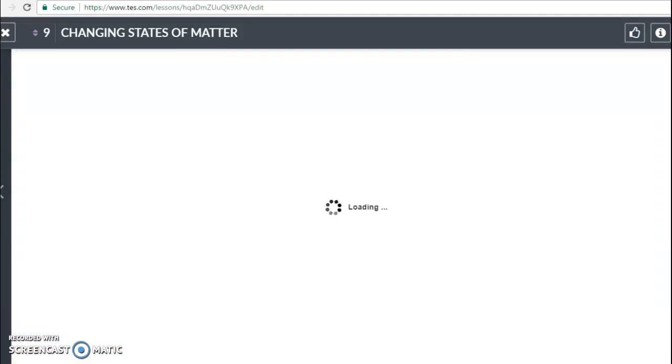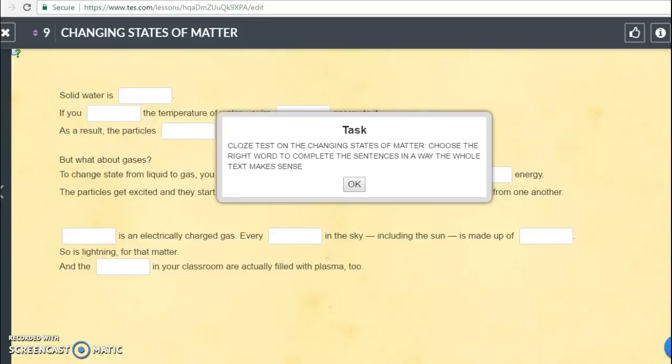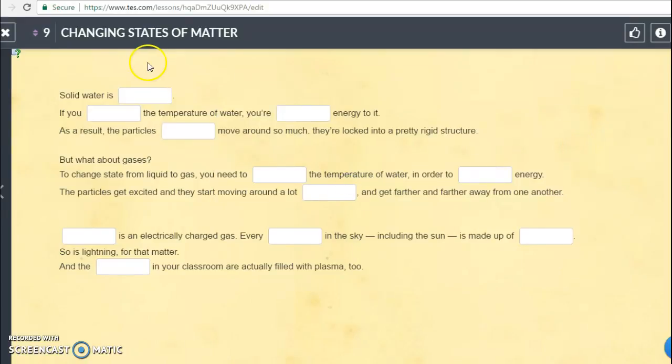students will have to complete a cloze test. How does matter change state? Expressions from the video transcript are used and students will have to recognize some comparative forms and some specific words in order to complete the test. Also, this topic focuses on cause and effect relations between events. So the task is cloze test on the changing states of matter. Choose the right word to complete the sentences in a way the whole text makes sense.